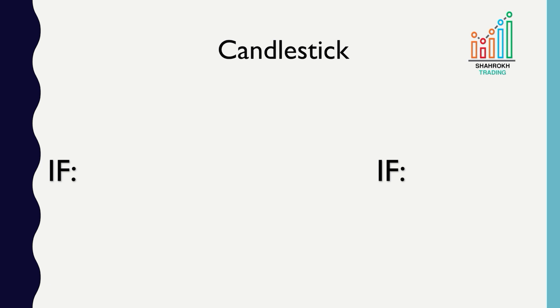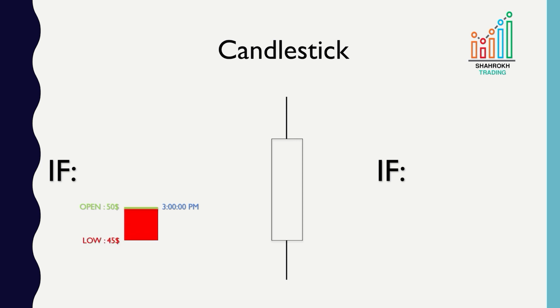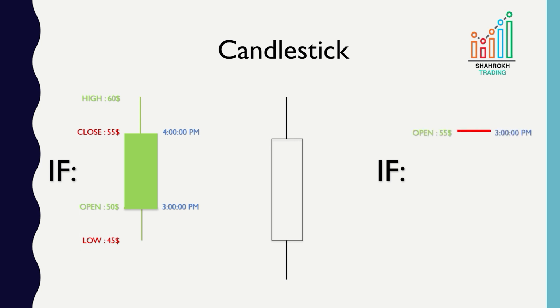Suppose the price of a share opened at $50 at the beginning of 3 p.m. and during 1 hour, the price goes below $50, for example, $45, and after that to above $50, for example, $60, and after that, at the beginning of 4 o'clock, when the candle should end, it will be closed at the price of $55. And on the right side, you can see the opposite.